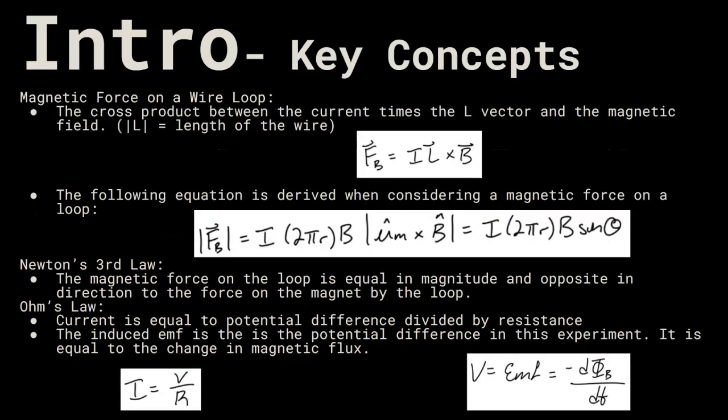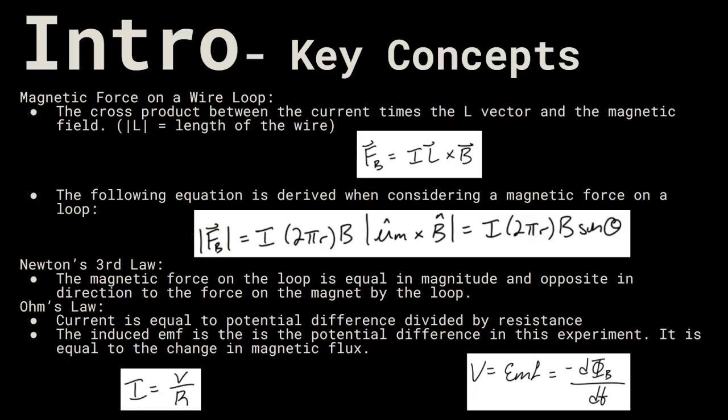the current. The magnetic force on a wire loop is essentially the cross product between the current times the L vector and the magnetic field, where the magnitude of L is the length of the wire. And the following equation is derived when considering a magnetic force on a loop.